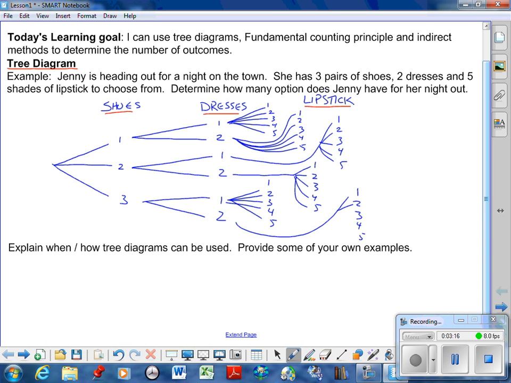So for her night out on the town, the question was, how many different options does she have when she leaves the house? Well, if we go through and count them here, we would have one group of 5, and they're all groups of 5. So we would have 1, 2, 3, 4, 5, 6 groups. So 6 times 5 for each group. So she's got 30 options. Therefore, Jenny has 30 different outfits.